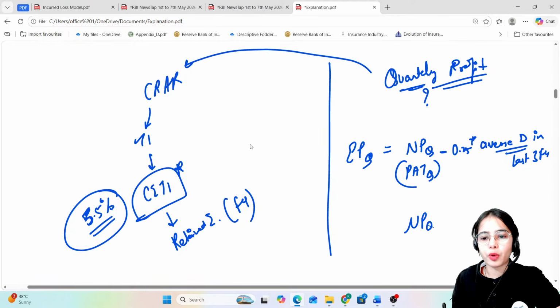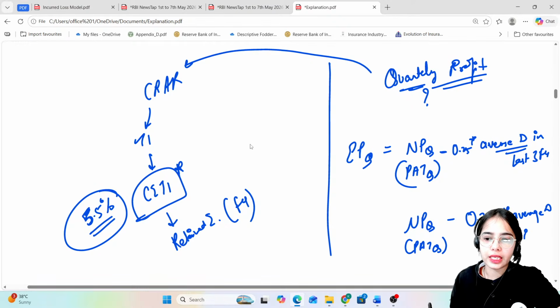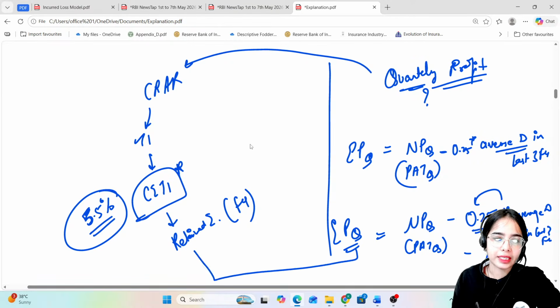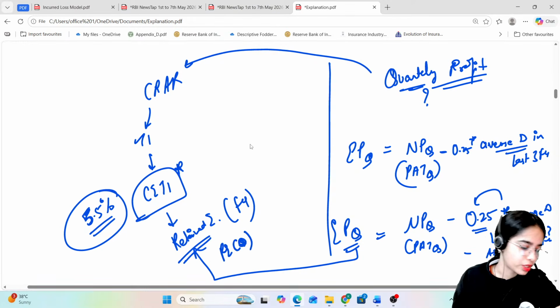So basically from the profit after tax of the quarter, we have deducted the average dividend for the quarter, the average dividend in the last 3 financial years multiplied by 0.25. That's why we have come to the eligible profit of the quarter that can be added under the common equity tier 1 capital as the retained earnings for the quarter. Any confusion now?